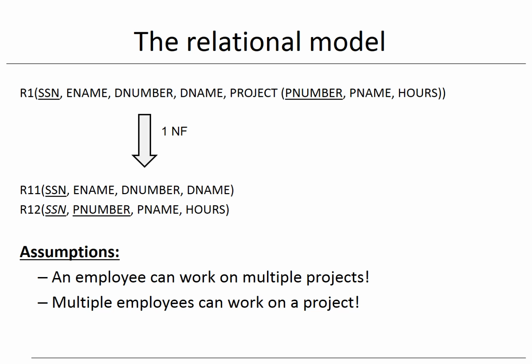To bring it in first normal form, we create two relations, R11 and R12, where the latter includes the project attribute types together with social security number as a foreign key. Its primary key is then the combination of social security number and p-number, since an employee can work on multiple projects and multiple employees can work on a project.